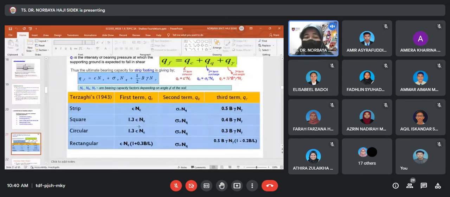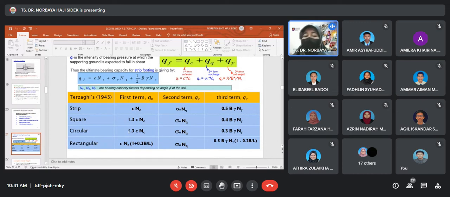Okay, kalau you all tengok kat sini dia ada first term, second term, third term. So apa maksud first term, second term, third term ni sebenarnya adalah untuk membezakan, okay, untuk equation supaya mudah diingati. Okay, because the first term is actually refer to the QC itself. Okay, QC, if you refer here, the straight CNC, the square 1.3 CNC, the circular 1.3 CNC, the rectangular CNC. So this is the first term. Okay, to make it more clear.